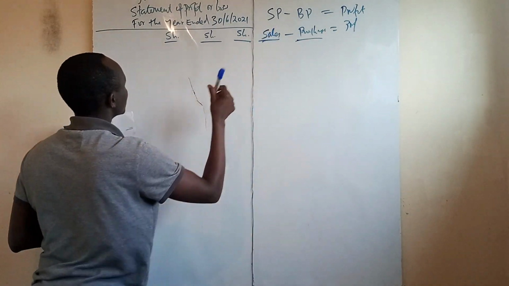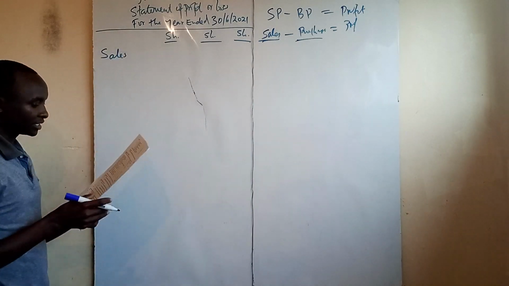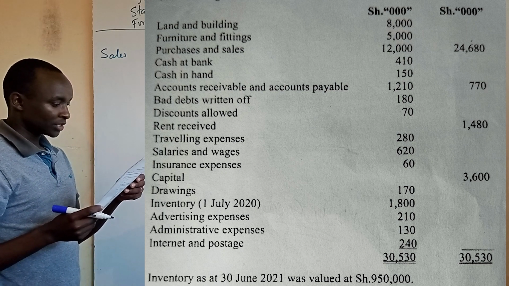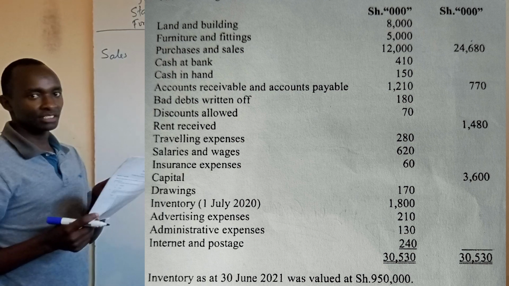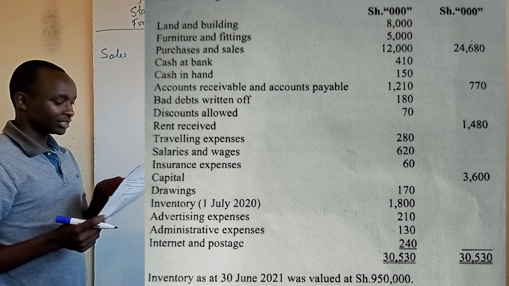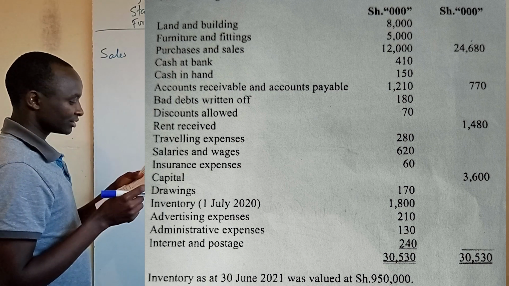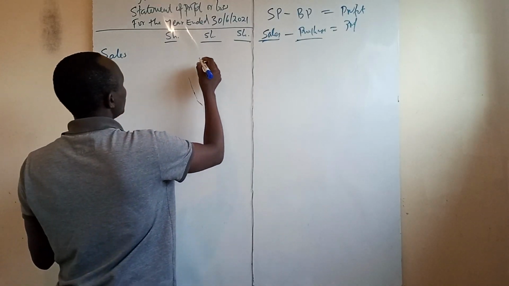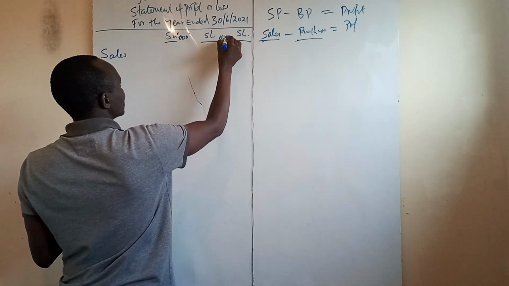So we are supposed to start with our sales. Here we have purchases and sales combined. So the purchase will take the debit of 12,000. Ideally, the stock takes the debit side, it's an asset. And then the sales will take the credit side. So we have the sales of 24,680. Remember, these currencies are in thousands.